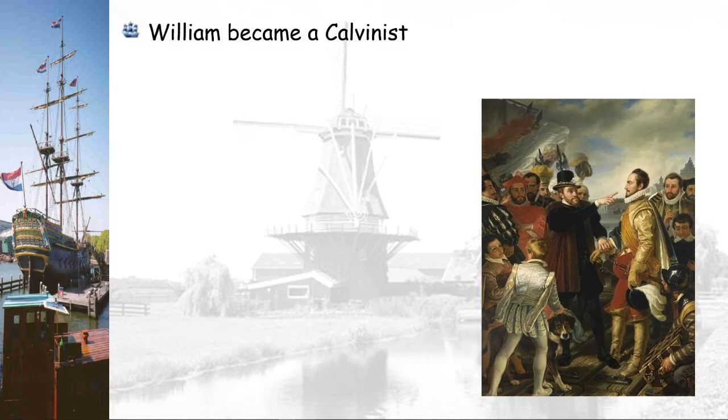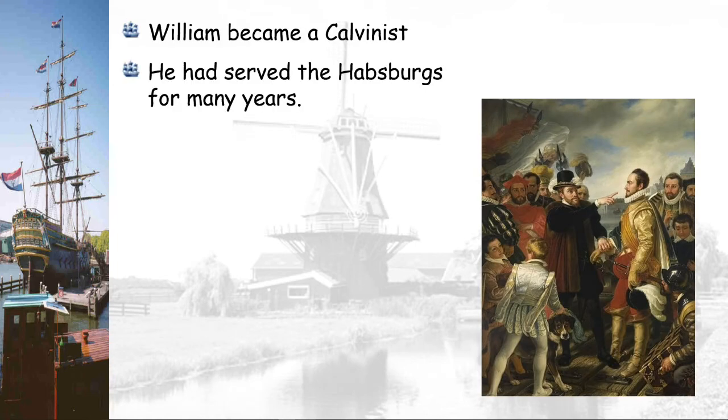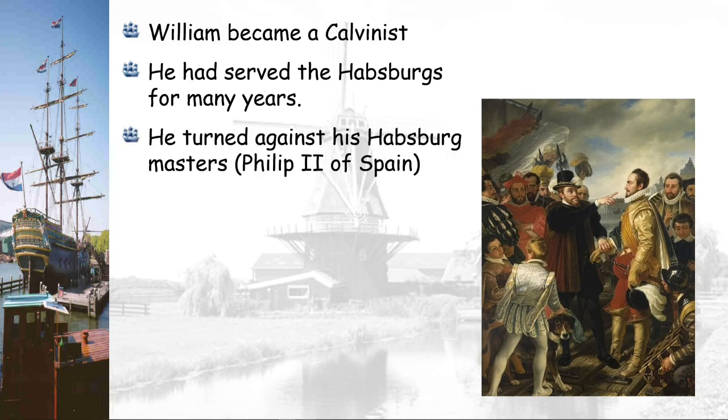Well, William became a Calvinist, and he had served the Habsburgs for many years, and he turned against his Habsburg masters, which basically amounts to Philip II of Spain. Here's a picture of Philip II pointing his accusatory finger at William and holding his hand. He's very angry.